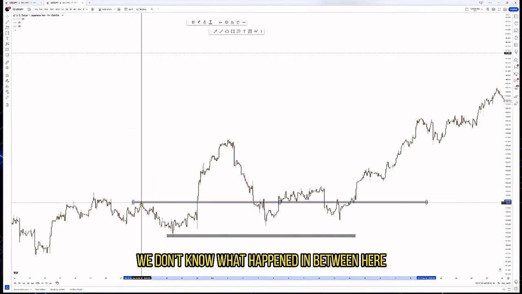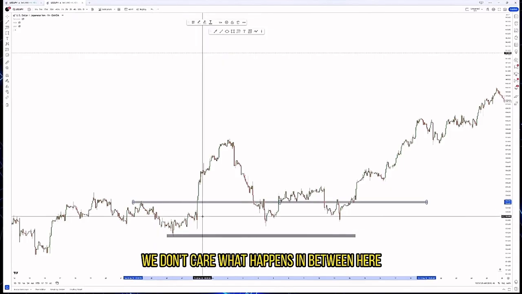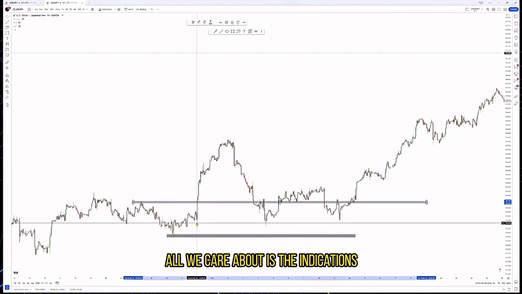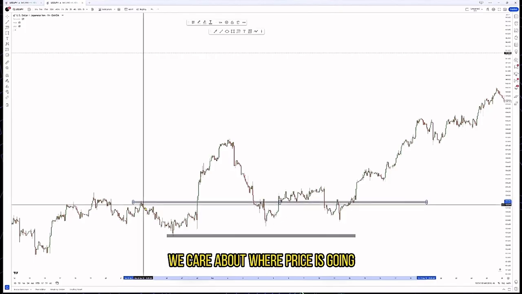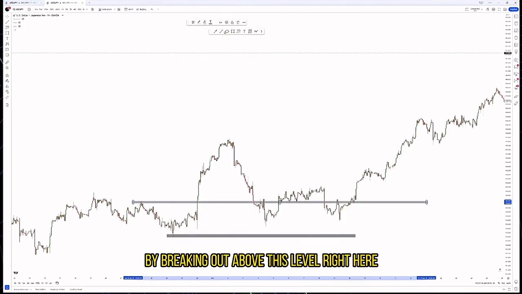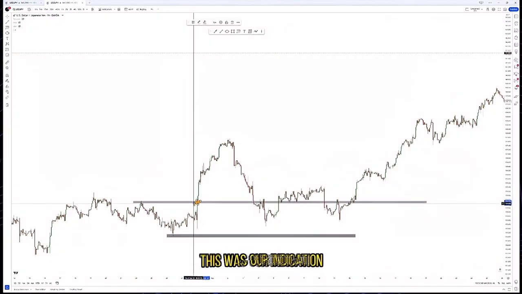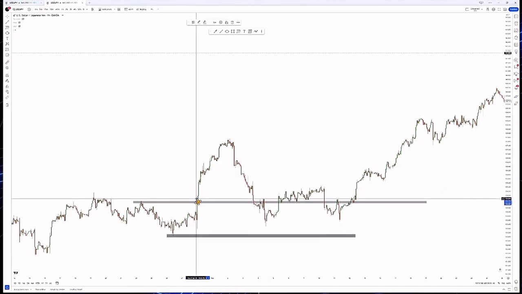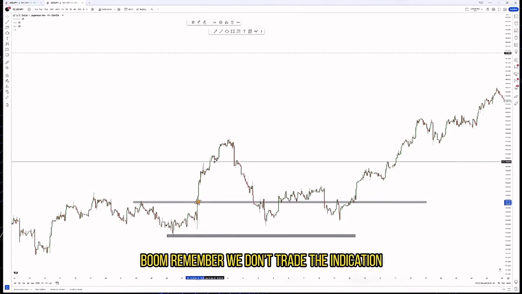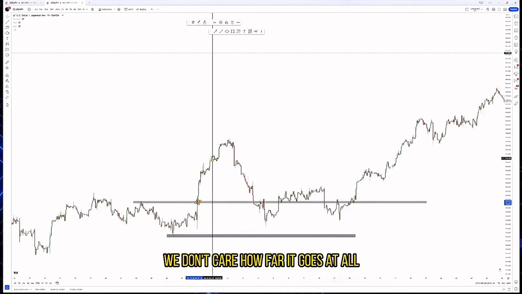we don't know what happened in between here. We don't care what happens in between here. All we care about is the indications. We care about where price is going. So price gives us an indication by breaking out above this level right here. This was our indication. Boom. Remember, we don't trade the indication. We don't care how far it goes up. We don't care how far it goes at all.